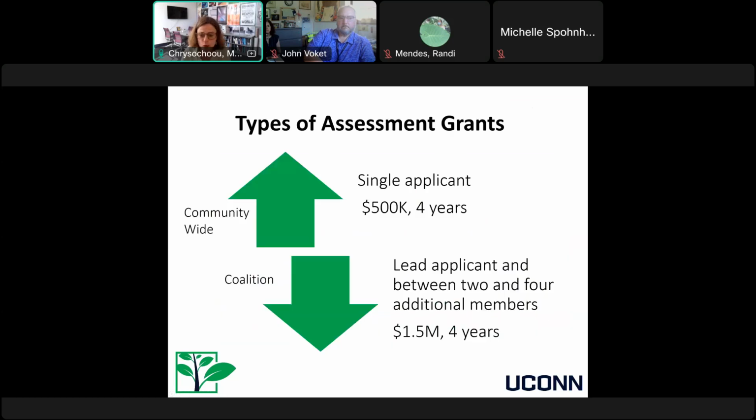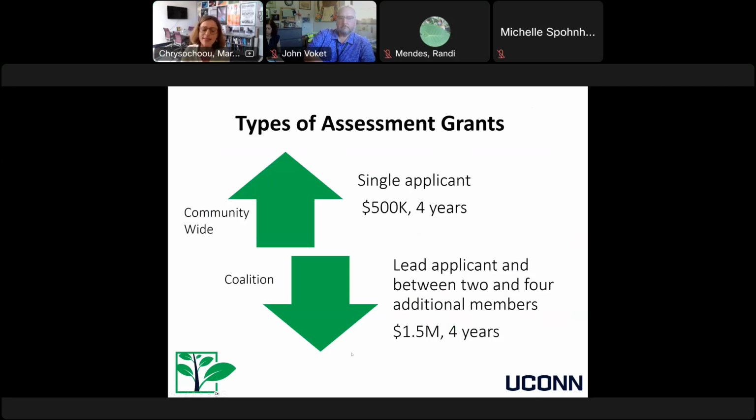So there are 2 types of assessment grants: the community-wide ones and the coalition grants. For a community-wide assessment grant, there is a single entity that applies for the grant, a single applicant. And we'll talk about who that can be. And you can apply for up to $500,000 and spend that over 4 years.